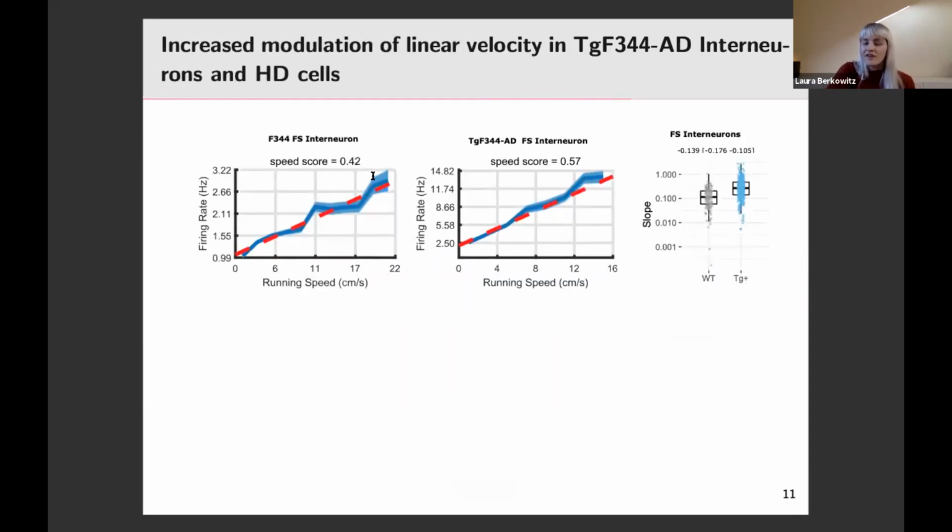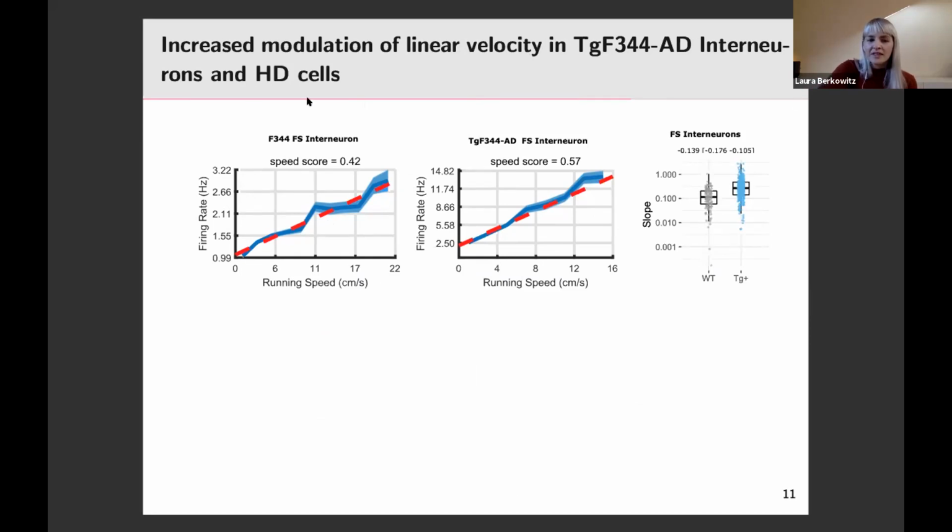And so indeed, we found that both controls and transgenics had quite a large population of cells that were speed modulated, specifically for linear velocity. And so I have here an example tuning curve where we have running speed and firing rate, and you can see that this cell increases its firing rate as a function of running speed. Here's a similar cell from my transgenic group.